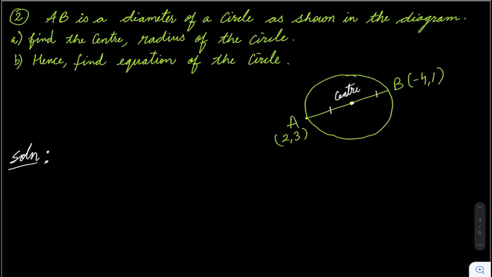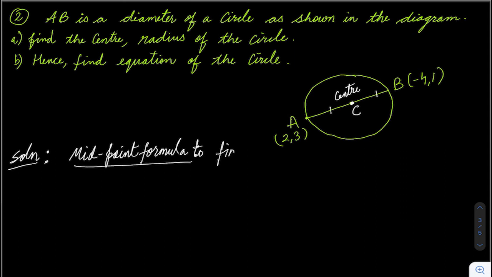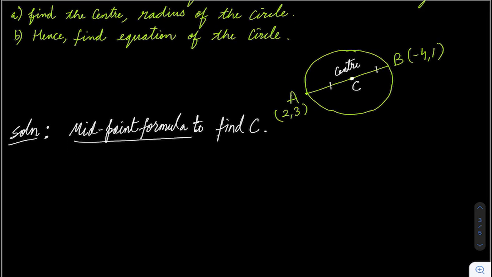So how do you find the center? We know AB is diameter and midpoint is center. So what you can do is, you can use the midpoint formula to find coordinates of C.